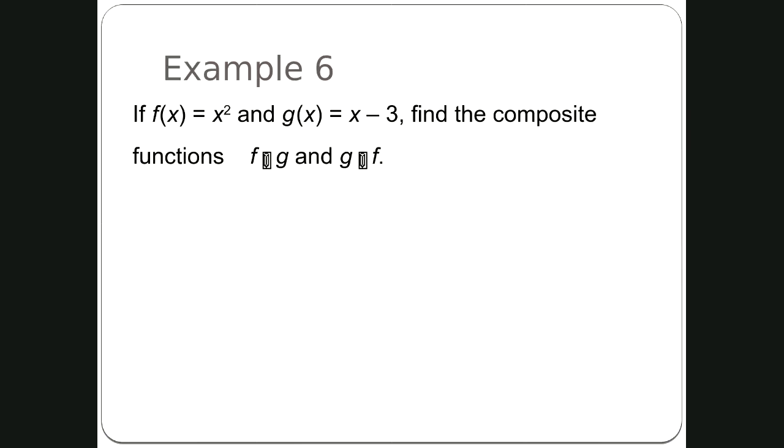For example, in this way, I say find f of g and find g of f. f of g simply means I take x minus 3 and I put it in the place of x, so I have x minus 3 squared. g of f simply means instead take the f function and put it in g, so I'll get x squared minus 3.